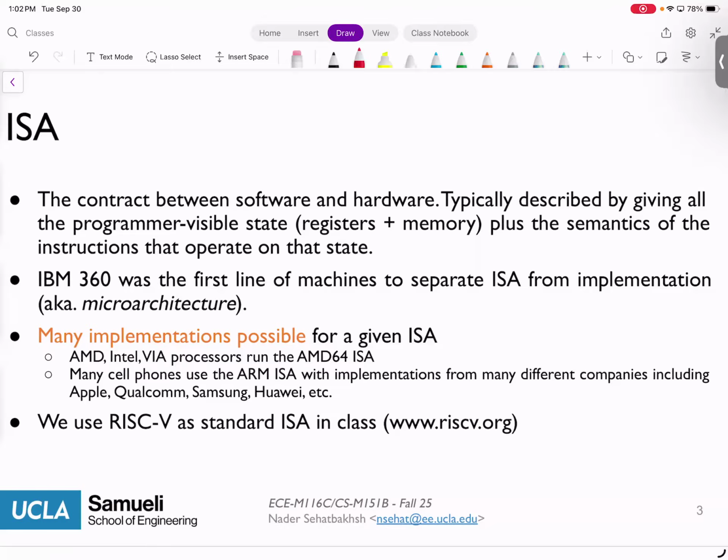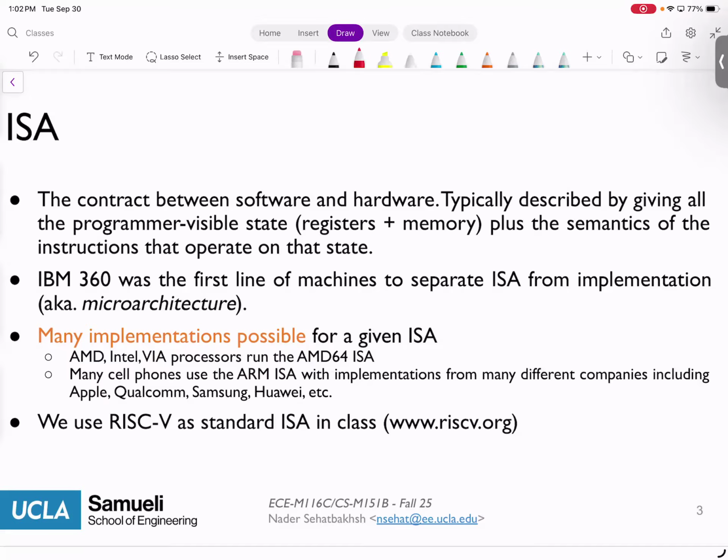IBM was basically the first line of machines that introduced the idea of the ISA, and then basically decoupled the ISA from the microarchitecture. So microarchitecture is the implementation of the ISA. One implementation might be very different than the other implementation. For example, if you buy various versions of an ARM ISA, their internals might be very, very different, as long as they can run the same set of instructions, the ISA. So for example, if you buy a chip from Qualcomm versus you buy a chip from Apple, both of them are using ARM ISA, but their internals are vastly different.